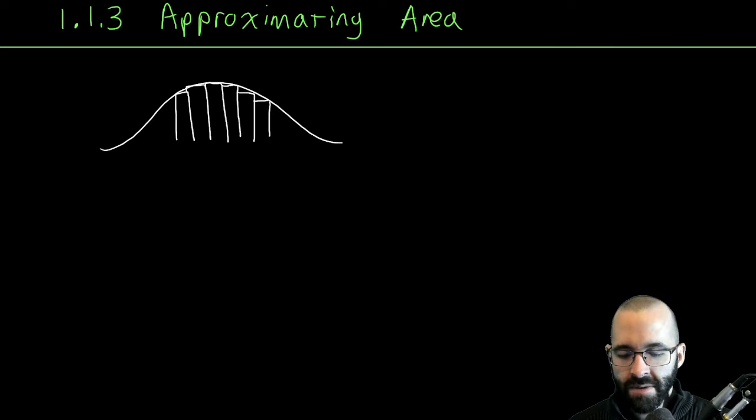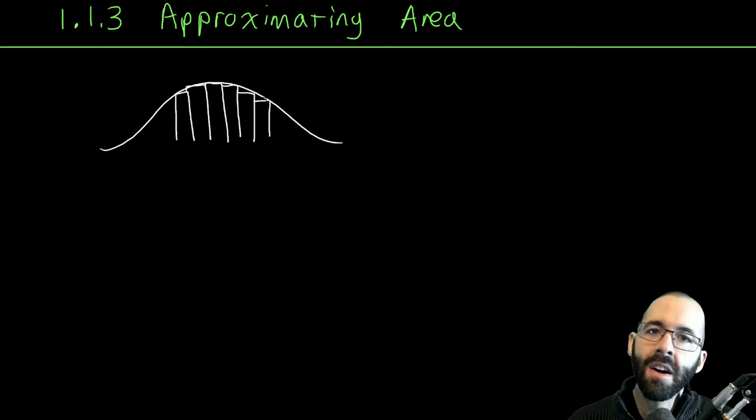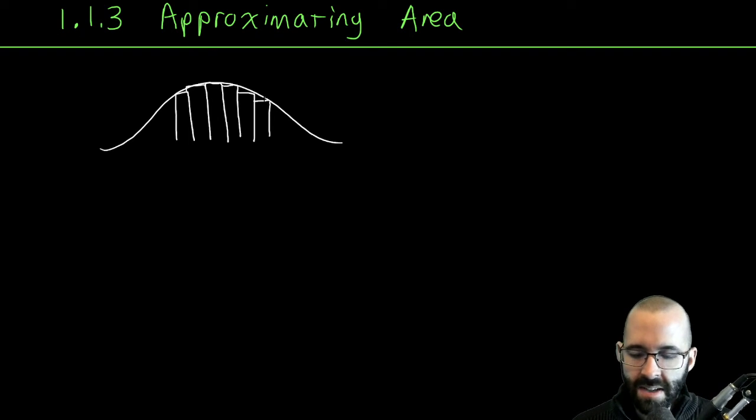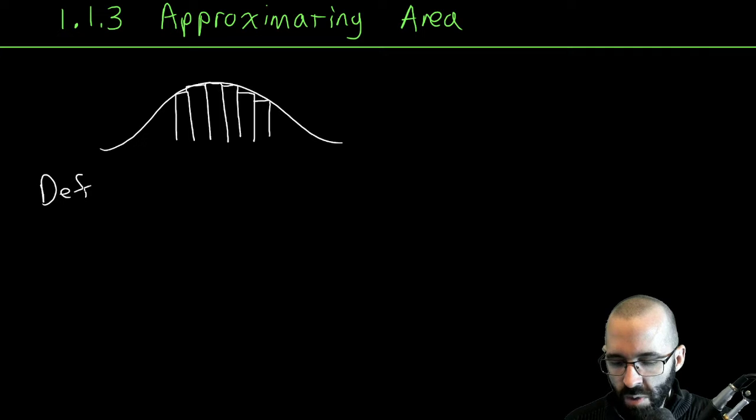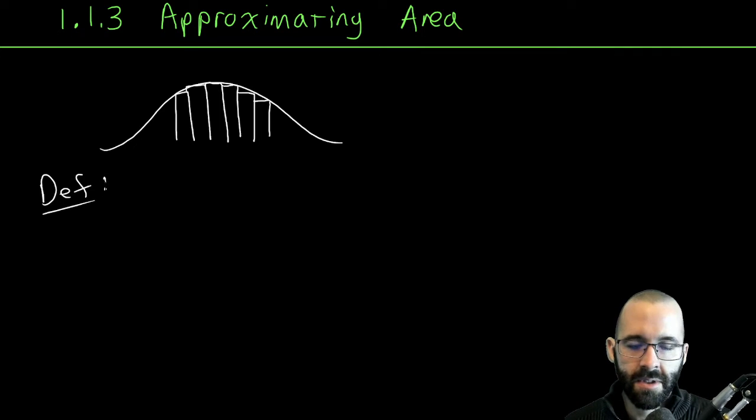And it doesn't even matter that they're all the same size. It doesn't matter that they're all the same shape. But things are going to be easier if they are the same size and the same shape. It's just going to make the sigma notation and stuff like that a little easier. So we'll use the same size, same shape, but it actually turns out not to really matter that much. We're going to start with a definition of what it means to partition an interval.